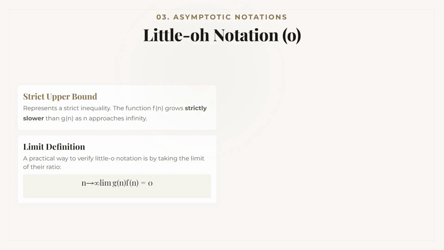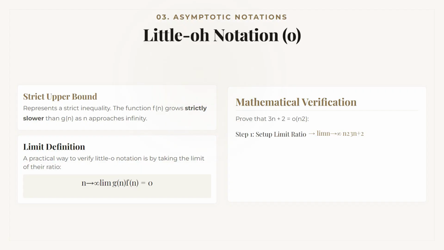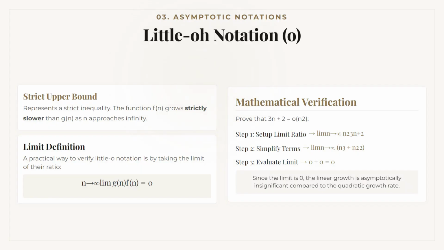For example, consider 3n plus 2 divided by n squared. As n becomes larger and larger, the ratio approaches 0. Therefore, 3n plus 2 belongs to little o of n squared. This means that linear growth becomes insignificant when compared to quadratic growth for very large input sizes.